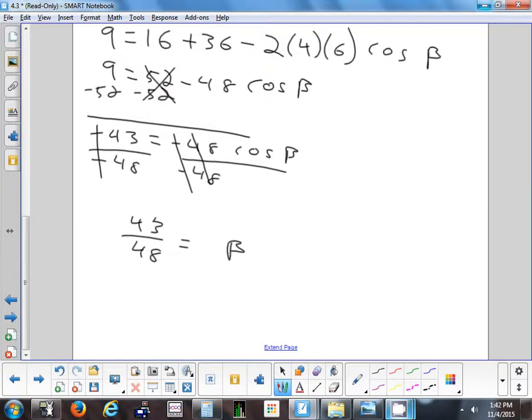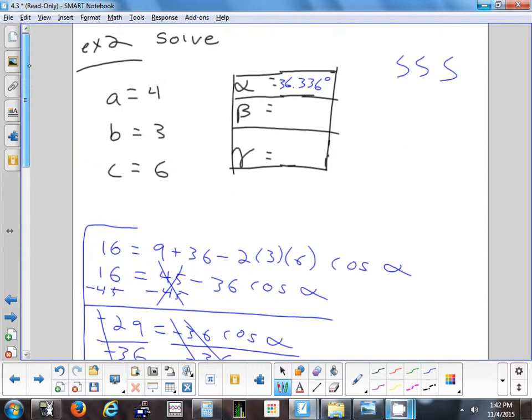And what do we have to do to that? Use the inverse. Inverse cosine. And if we do that out, what do we get? 26.384.